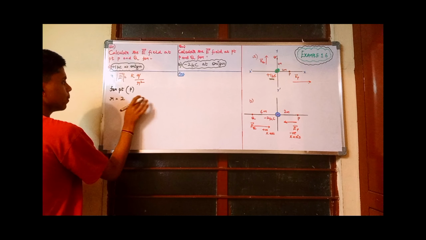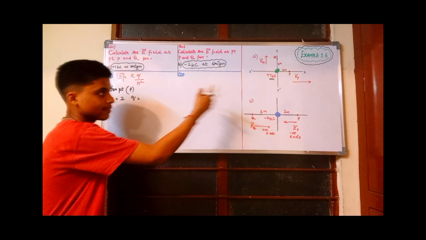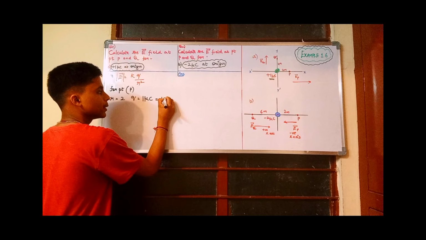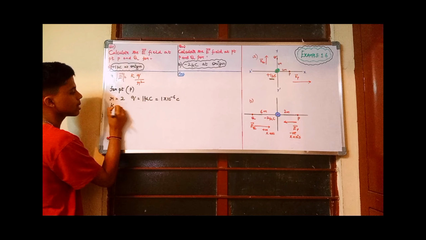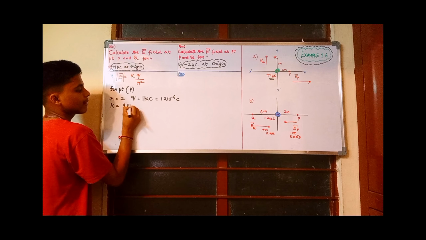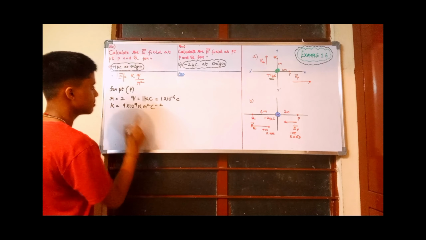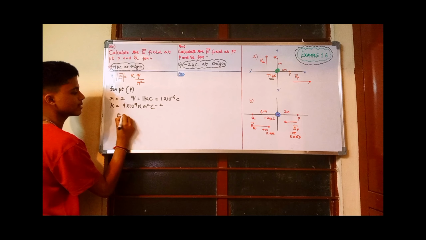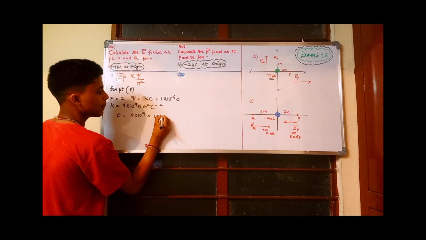Q is nothing but the charge, which is given as 1 micro coulomb, which is 1 into 10 power minus 6 coulomb. And we know that the K value is equal to 9 into 10 power 9 Newton meter square coulomb power minus 2. I'm just going to substitute these given data into this equation. Modulus E is equal to 9 into 10 power 9 into 1 into 10 power minus 6.